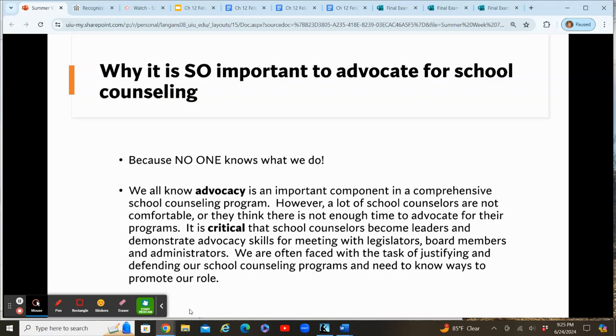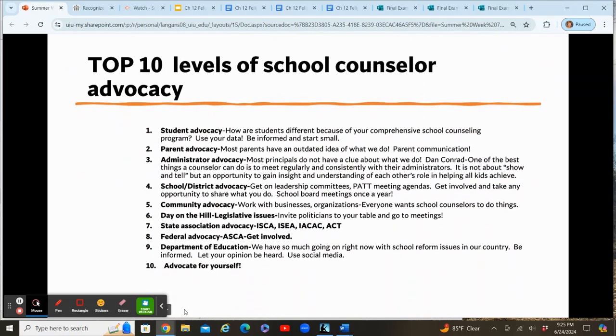Those advocacy skills will be important for legislators. We're going to talk about legislative advocacy. We're going to talk about how you talk to your board members and your administrators. A lot of times we get asked to justify our school counseling program, and we need to make sure to know ways to promote our program.